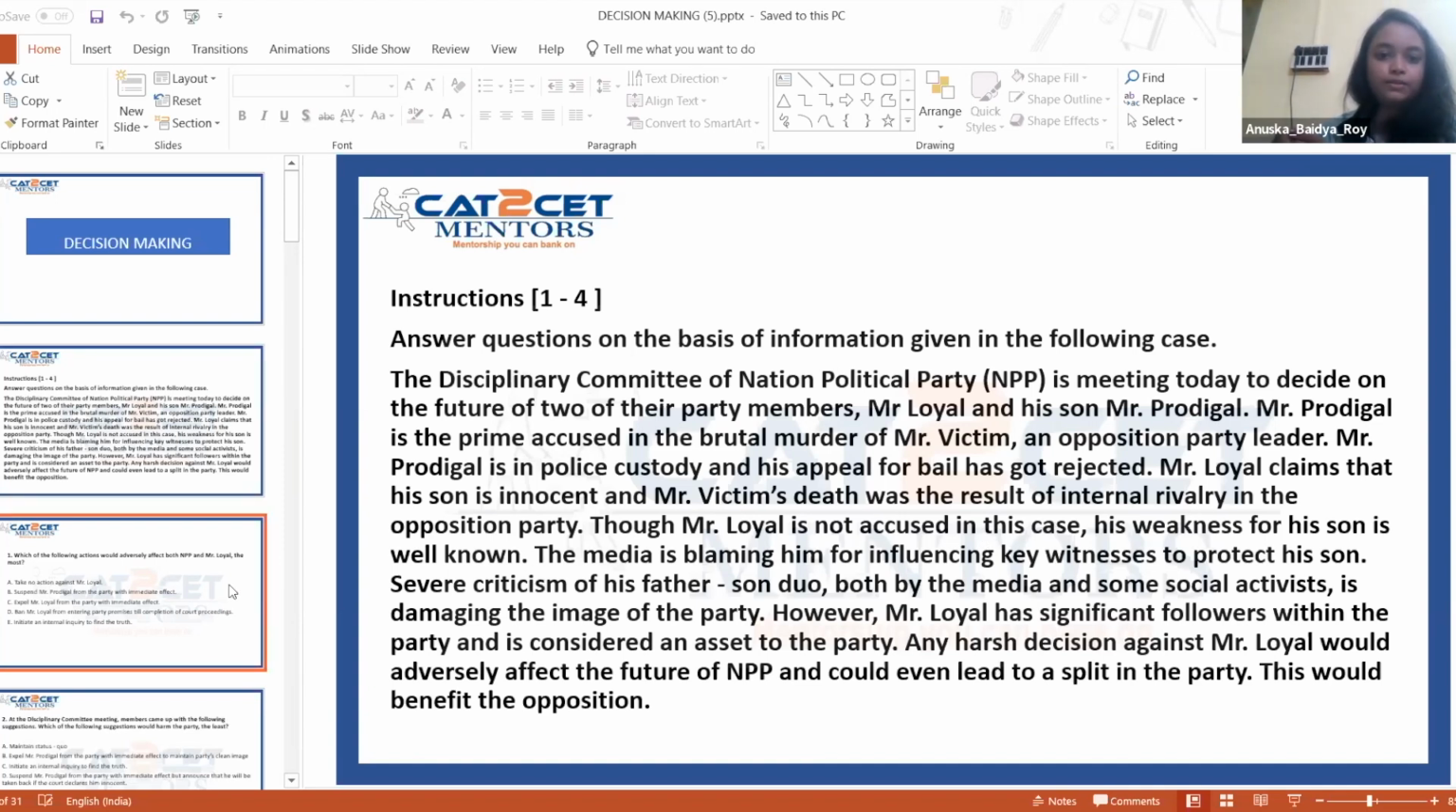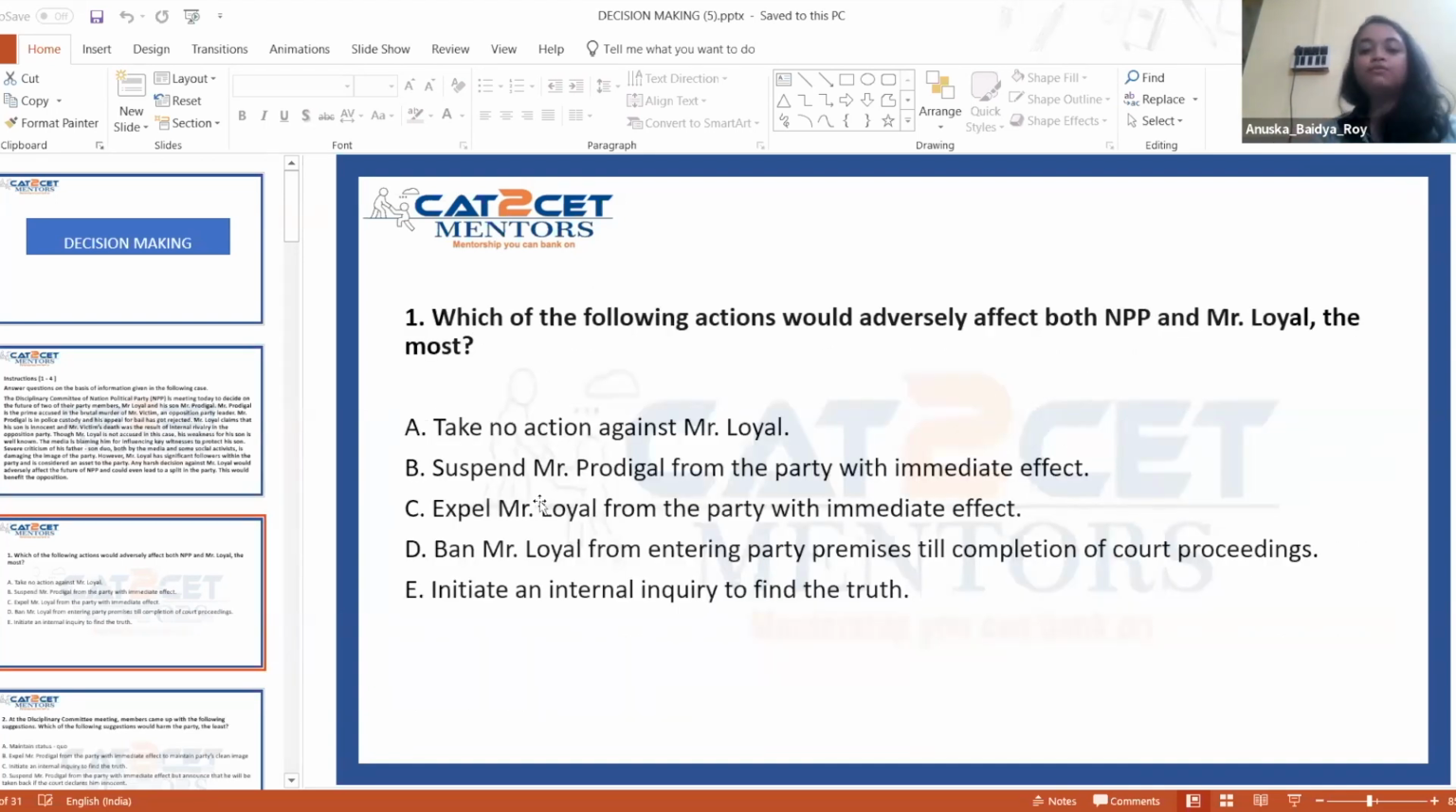Now we come to the questions. As I mentioned, first and foremost, we will read the question and understand the question. Which of the following actions would adversely affect both NPP and Mr. Loyal the most? So what are we trying to figure out here? Whatever option you choose should adversely affect, should be in the negative of both NPP and Mr. Loyal. So we choose options that are against Mr. Loyal and against NPP. Simultaneously, both things should happen.